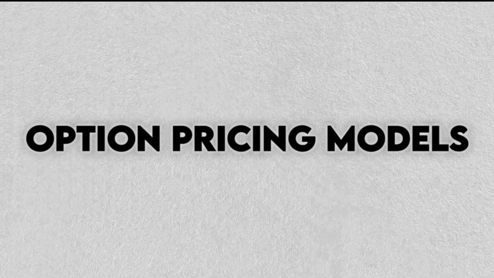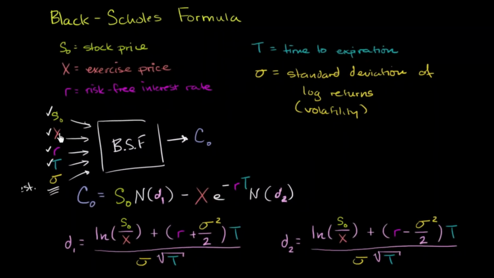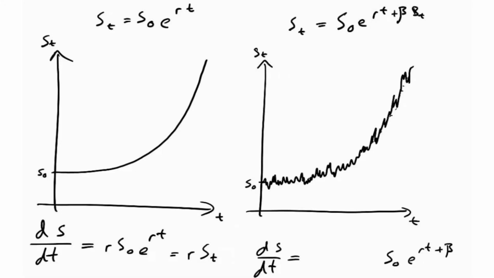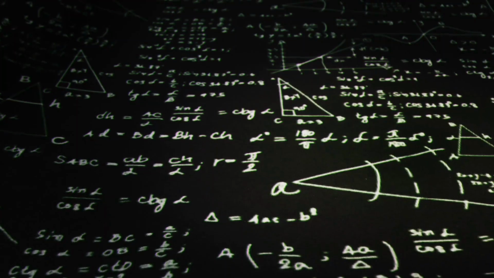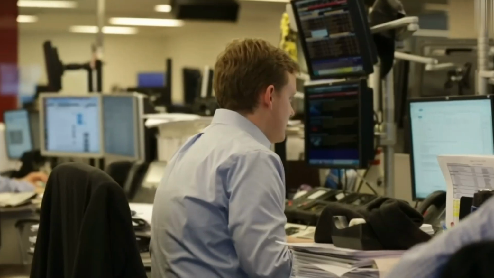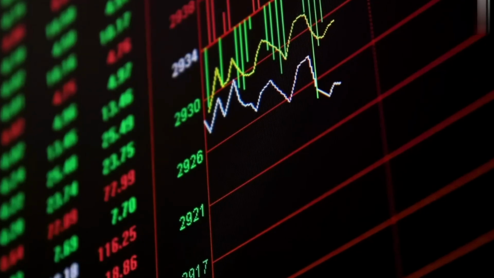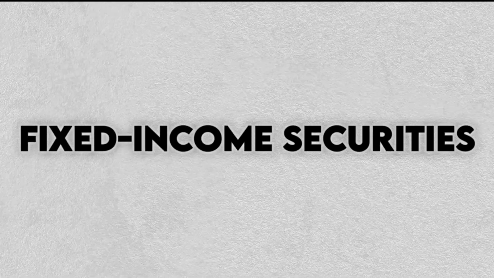Option pricing models. The Black-Scholes model, introduced in the 1970s, was groundbreaking in pricing options. It uses stochastic calculus to determine the price of European options. More recent models like the binomial and Monte Carlo simulations allow for further refinement and flexibility in pricing various types of options. Fixed income securities.